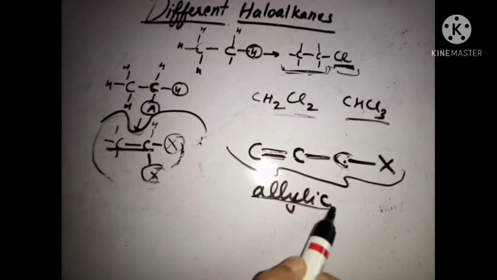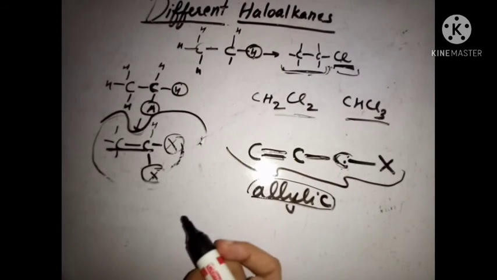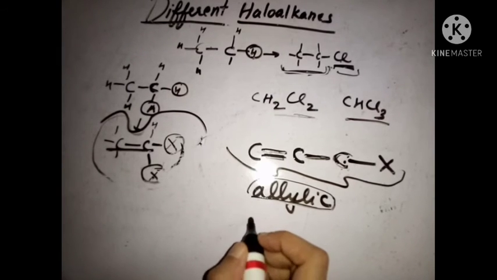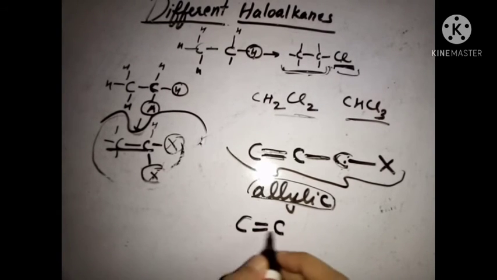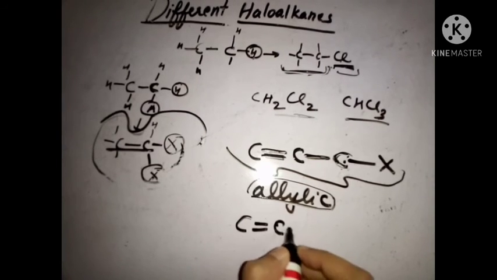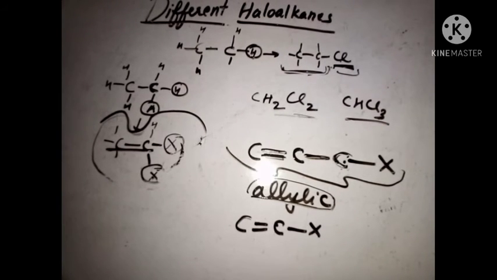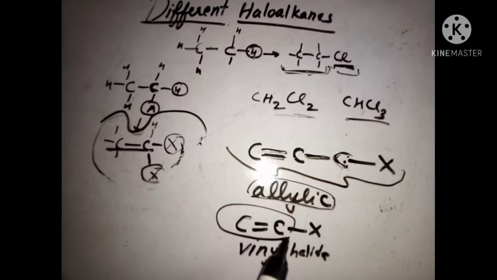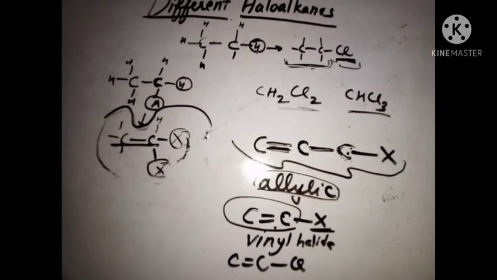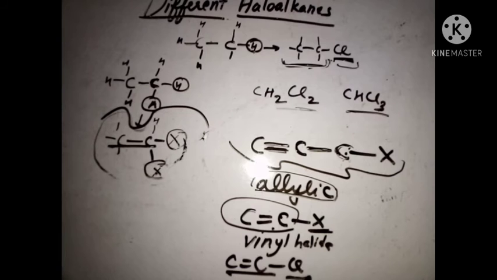So this is the allylic condition, just like benzylic we have seen. And the last case is that if a double bonded carbon is there, an alkene, and with that double bonded carbon a halogen is attached, this is known as vinyl halide. Vinyl, this case is vinyl. If I attach chlorine here, it will be like this. So I will call it vinyl chloride.